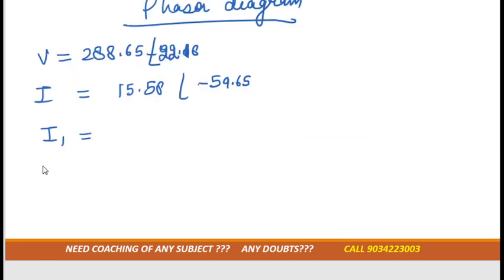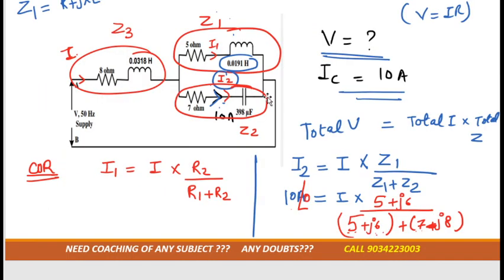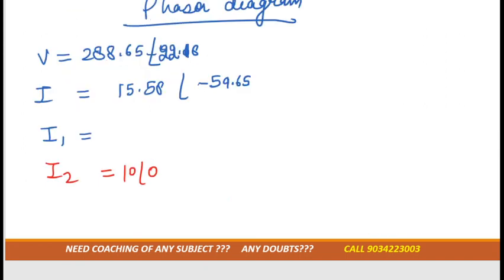I1 we didn't calculate. I2 is given. I2 is 10, angle 0, we can consider, right? But we don't have I1, correct? So we need to calculate I1 as well for the phasor diagram. Otherwise there is no need, because in the question we don't need I1. That's why we don't calculate I1. Suppose I'm taking it randomly because I don't know the value.